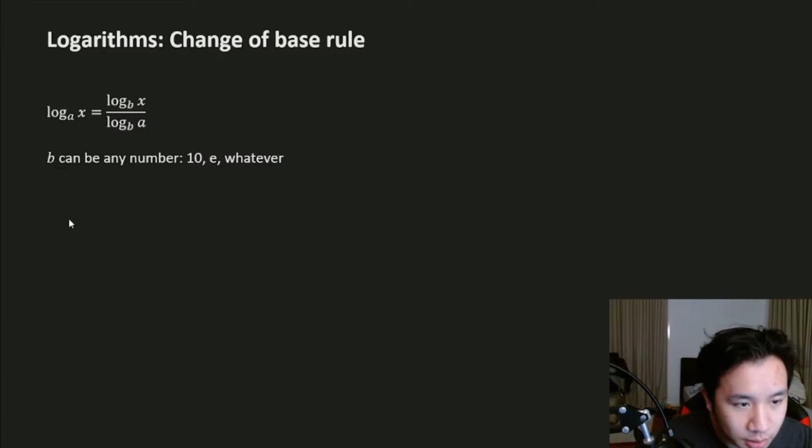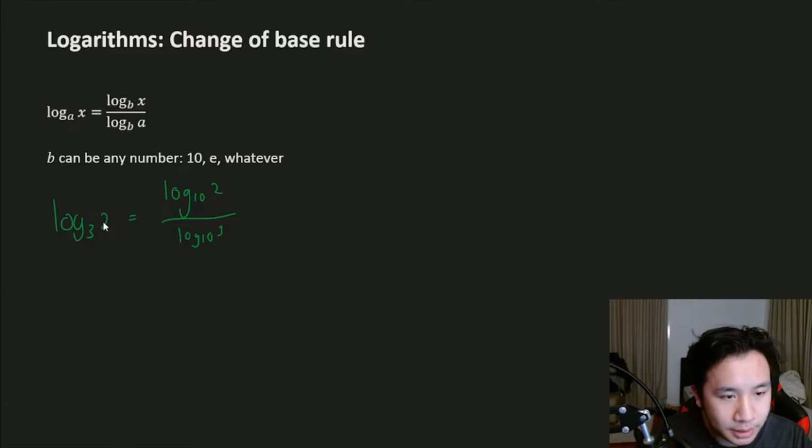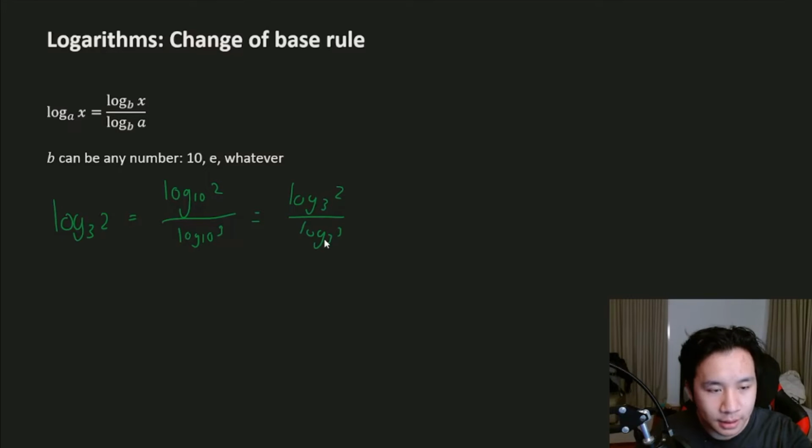So I'll show you quickly how this works. Let's say, for example, you have log base 3 of 2. Then this is equal to log base 10 of 2 over log base 10 of 3. The number outside of the base goes on top, and the number in the base goes at the bottom. And as I mentioned before, this base right here can be any number. So this is literally the same as log base 3 of 2 over log base 3 of 3. It doesn't really matter as long as they're the same.